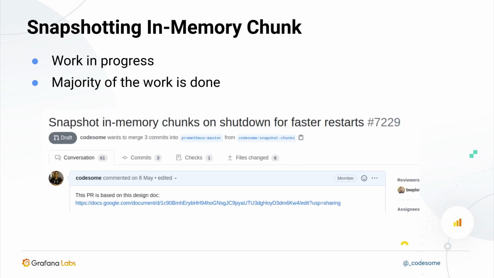So this is a work in progress. The majority of work is done, like the designing and lots of iterations on how it should be done and the format, etc. So I expect it to be done in August or by September at the latest, because I'm going to work on this, so I'm giving an idea based on what I think will be done. But with snapshotting in place, the restarts are like 80% faster.